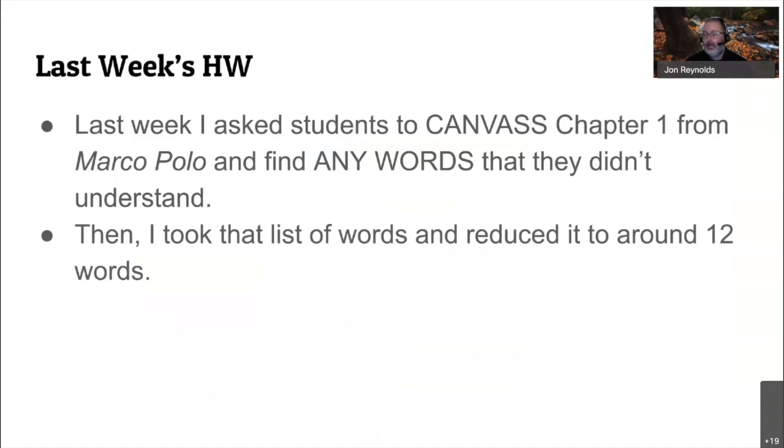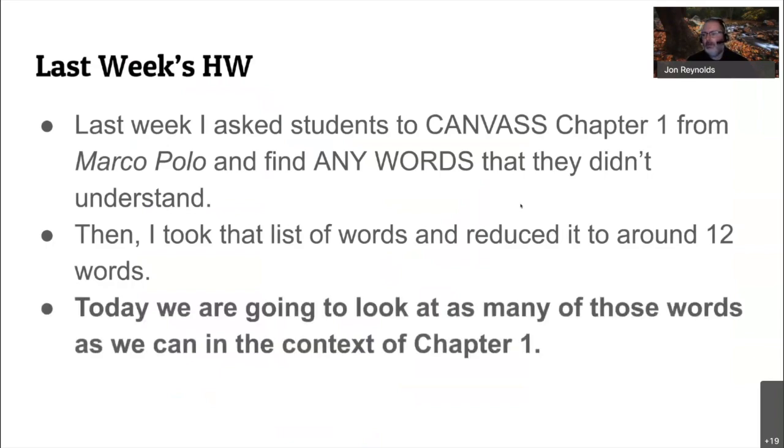So you gave me lots of words. You guys gave me a lot of words, and that's good. Unfortunately, we don't have time to talk about all of those words. So I looked at what were the most popular 12 words. Which words appeared the most from everybody's list? So I tried to reduce it to about 12 words.